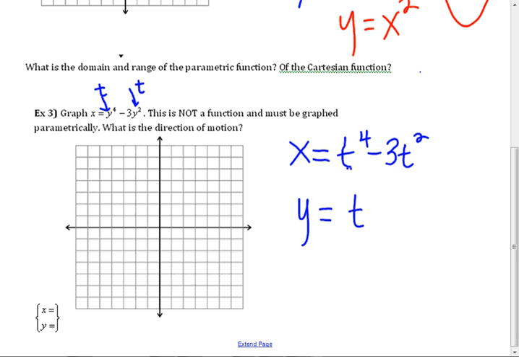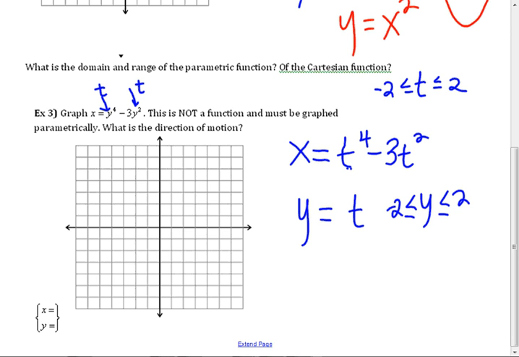Okay. What would you like for t? How about -2 to +2? Because the minute you get 3, you're doing 3 to the 4th. That's so big. That's a problem. Well, the y's are no problem. The y's are going to be between 2 and -2.